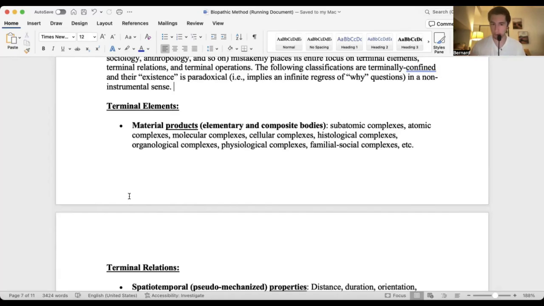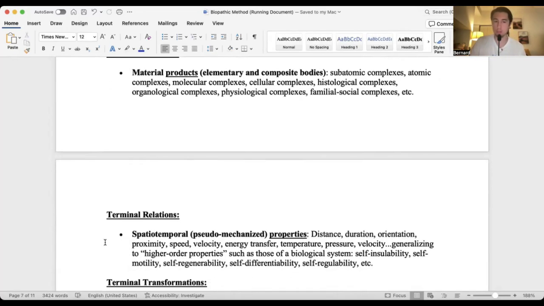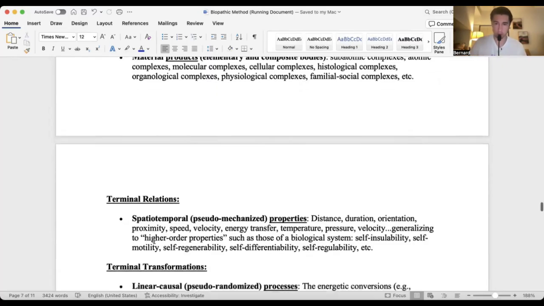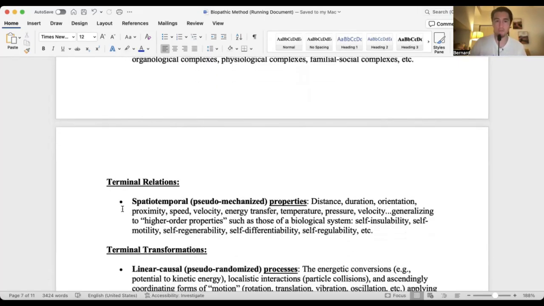It can also, however, be considered a limiting terminal relation, a limiting spatio-temporal property, or interconnected network of all those elementary and composite bodies. These are pseudo-mechanized properties. I say pseudo because their mechanization is ultimately an illusion. These are all utility-seeking/satisfying properties. So, distance, duration, orientation, proximity, speed, velocity, energy transfer, temperature, pressure, generalizing to higher order properties applicable to biological systems, such as self-insolubility, self-motility, self-regenerability, differentiability, regulability, are all spatio-temporal properties.